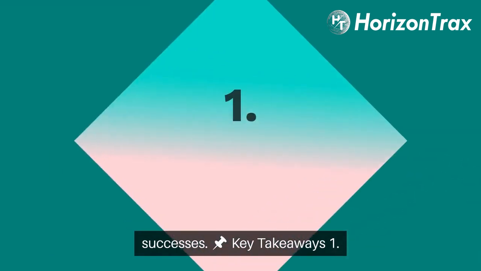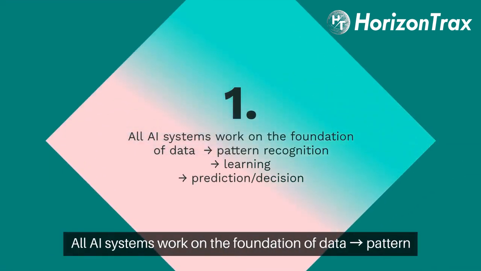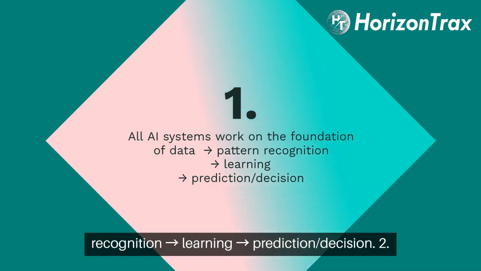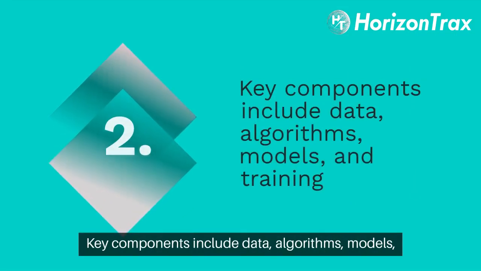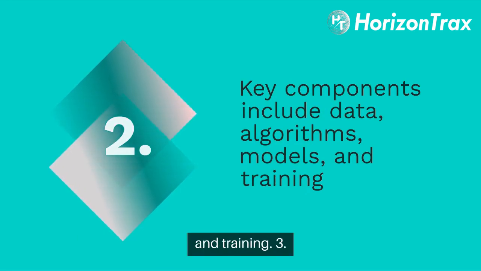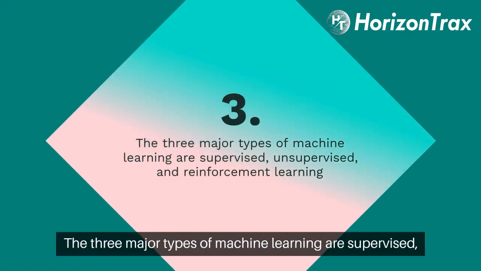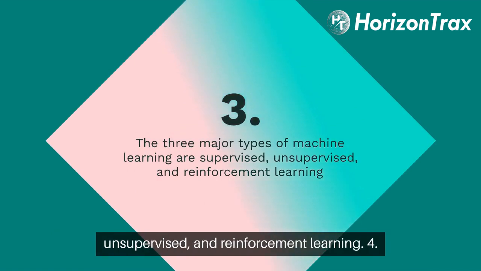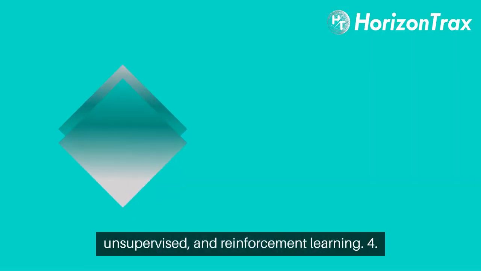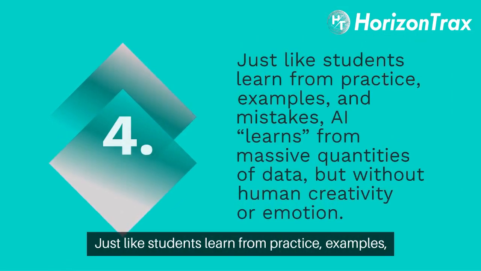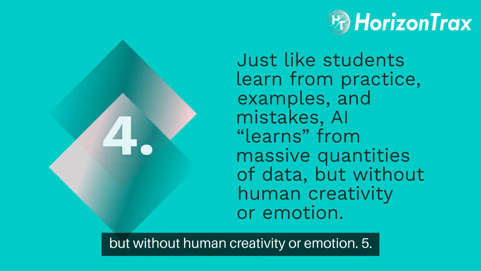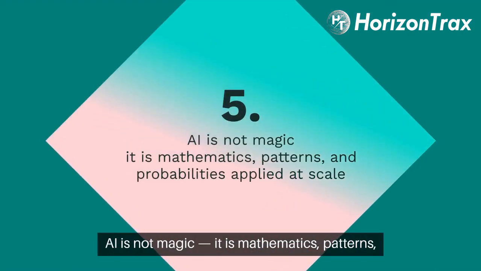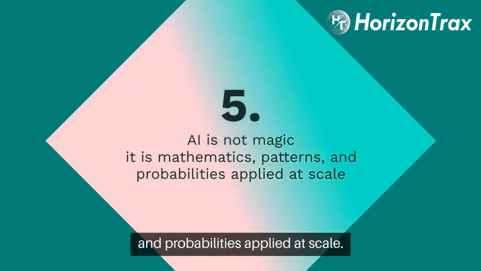Key takeaways. 1. All AI systems work on the foundation of data, pattern recognition, learning, and prediction or decision. 2. Key components include data, algorithms, models, and training. 3. The three major types of machine learning are supervised, unsupervised, and reinforcement learning. 4. Just like students learn from practice, examples, and mistakes, AI learns from massive quantities of data, but without human creativity or emotion. 5. AI is not magic. It is mathematics, patterns, and probabilities applied at scale.